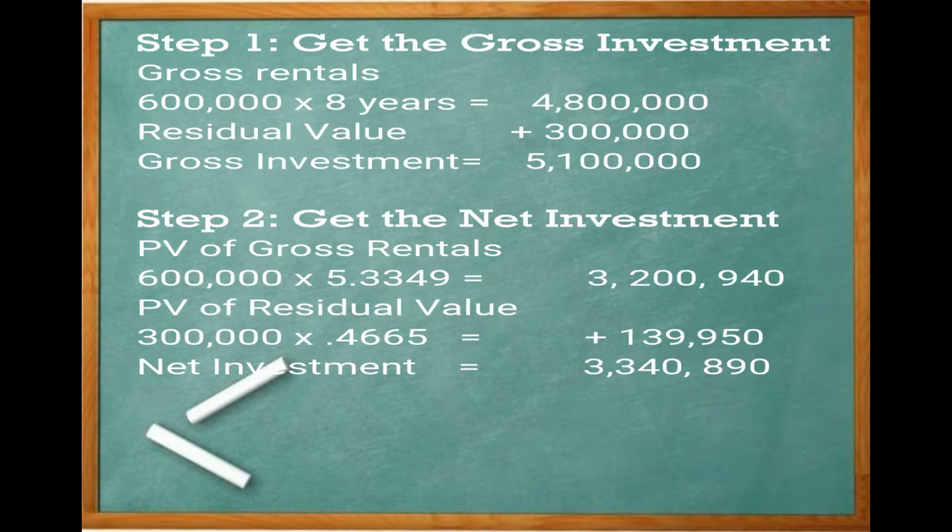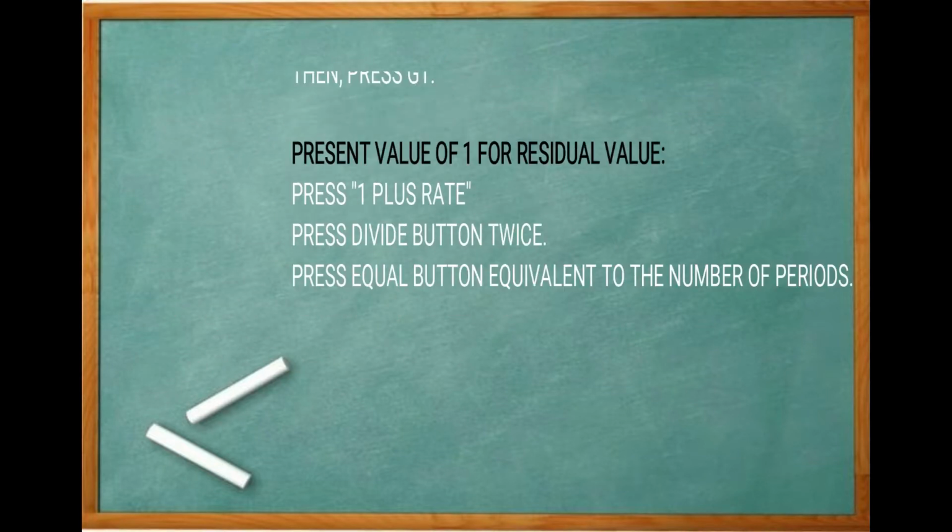Step 2. Get the net investment. Present value of gross rentals, 600,000 times 5.3349 na present value of ordinary annuity equals 3,200,940. I-add din natin ang present value of residual value na 300,000 times 0.4665 equals 139,950. Yung 0.4665 ay ang ating present value of 1. Para makuha natin ang mga ito, ay tingnan natin ang formula sa screen.